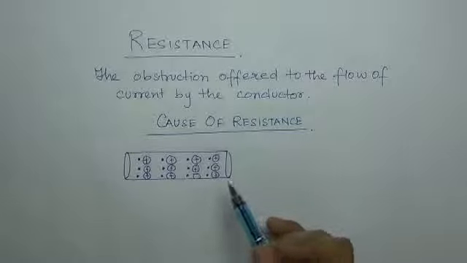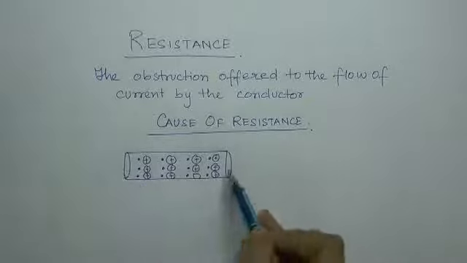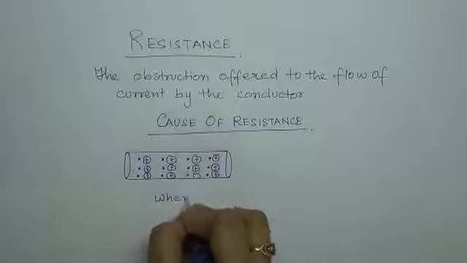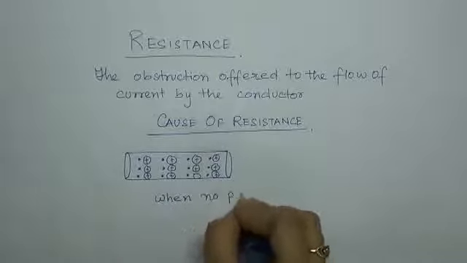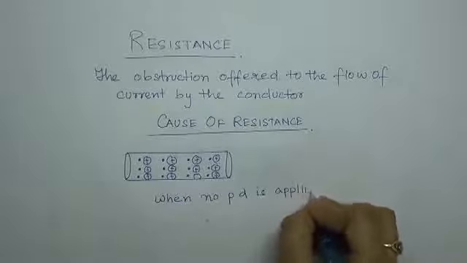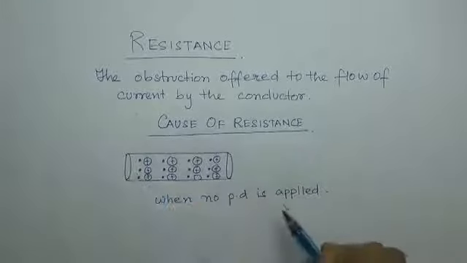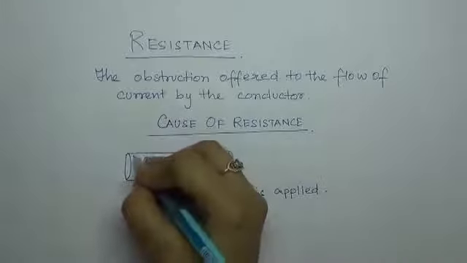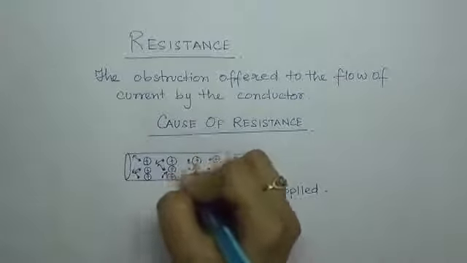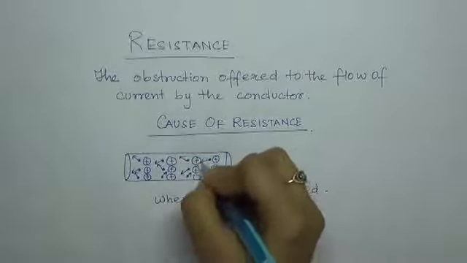Now, what happens when we do not connect it with a battery? That means when no potential difference (PD) is applied across the ends of the conductor, these electrons move in a random manner, in a random fashion, wherever they feel like. They are free to move actually, so they move in a random fashion.